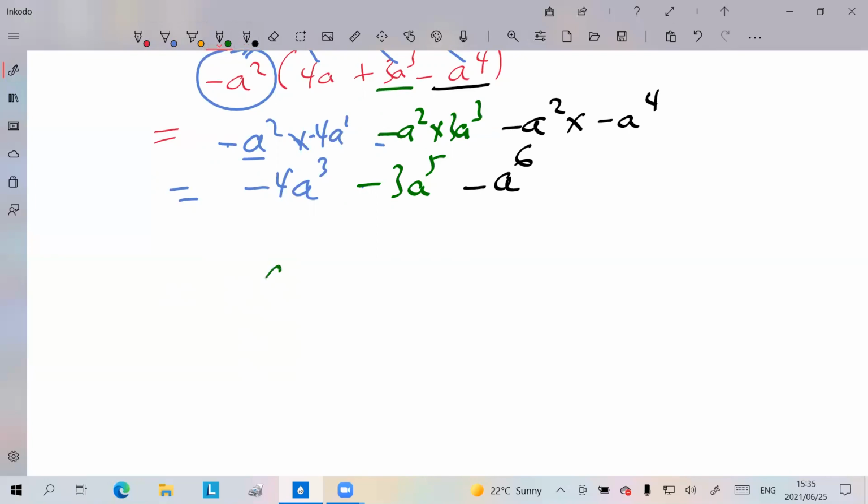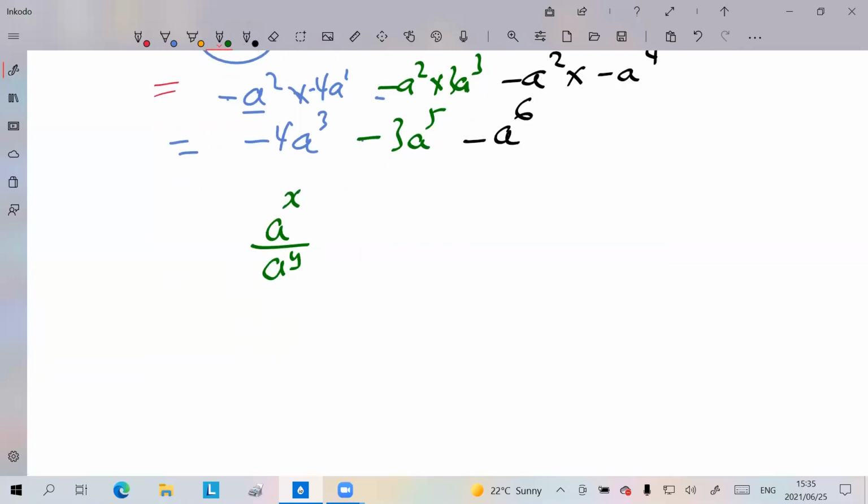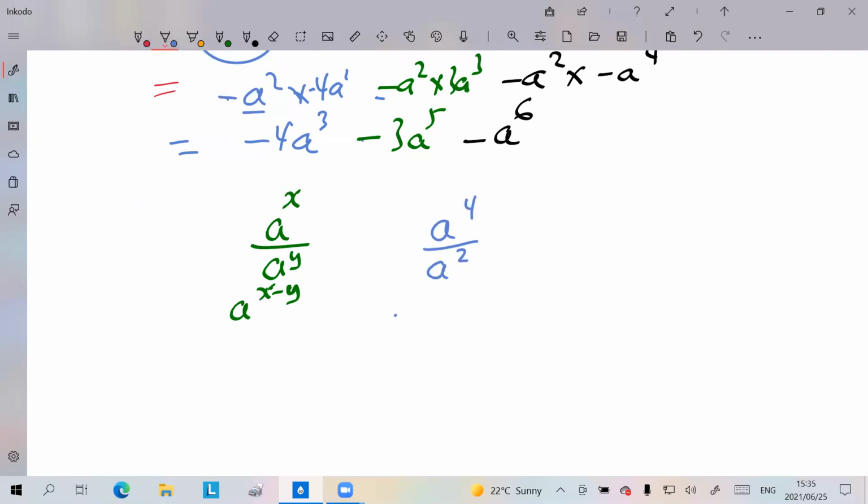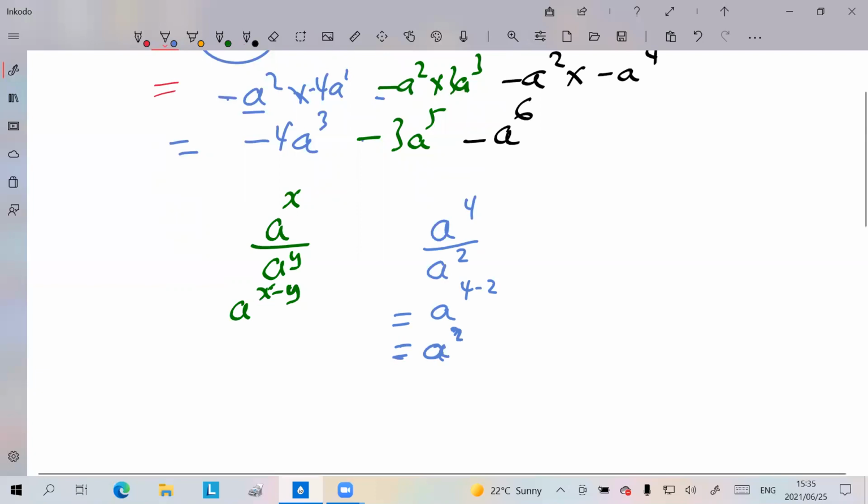When it comes to division, basically if I had a to the power x over a to the power y, when you're dividing and the bases are the same, so you've got a and a, you simply write down a and you subtract the exponents. So x minus y. Right, but that's difficult to understand. Let's make it simpler. So if I had a to the power 4 over a to the power 2, it's division. So it's a to the power 4 minus 2, which is a to the power 2. So when you're multiplying, you add your exponents. When you're dividing, you subtract your exponents. So a to the power 4 minus 2 is a to the power 2. There we go.